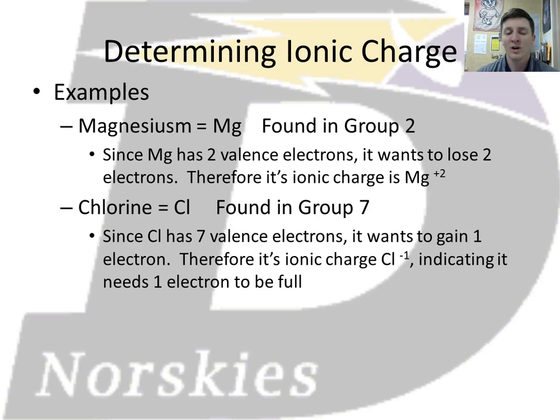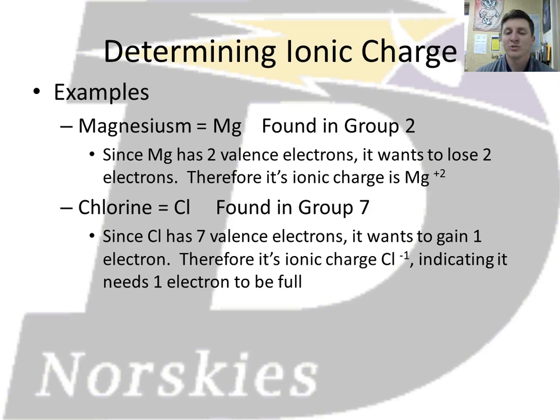So it needs 1 electron to be a happy atom or stable atom. Therefore, its ionic charge is -1, indicating that it needs 1 electron to be full. So that's basically the ionic charge. If an atom is closer to 8, it would rather gain electrons.